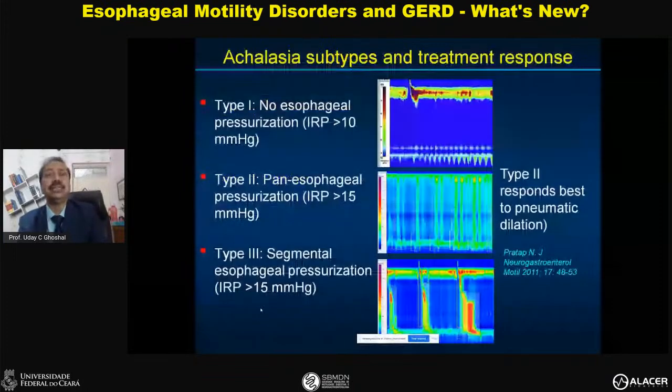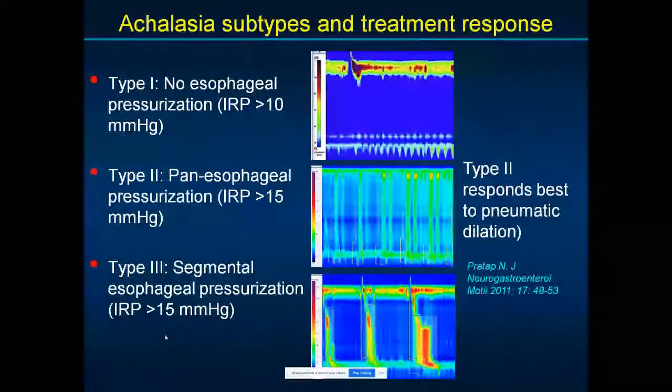Now, achalasia is further classified, as I told you. Type 1 achalasia, where no esophageal pressurization exists. IRP is more than 15 millimeter of mercury, though in some studies, authors use more than 10 millimeter of mercury IRP as abnormal for type 1 achalasia. Why is it so? Because this esophagus does not have any contractile ability. Therefore, even if IRP is 10 or more than 10, 11, it cannot push the bolus. Type 2 achalasia is panesophageal pressurization like this with IRP more than 15 millimeter of mercury. Type 3 achalasia is segmental esophageal pressurization with IRP more than 15 millimeter of mercury.